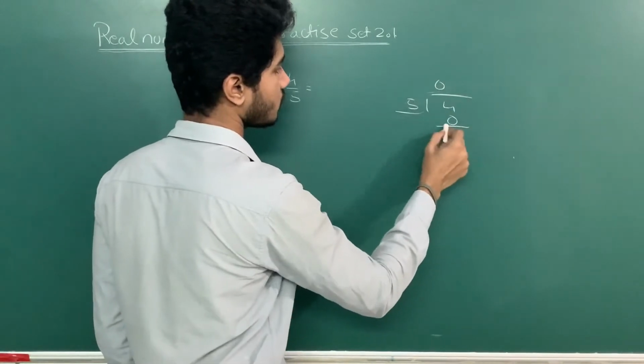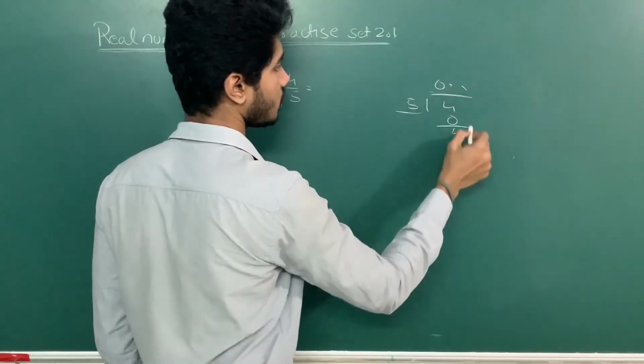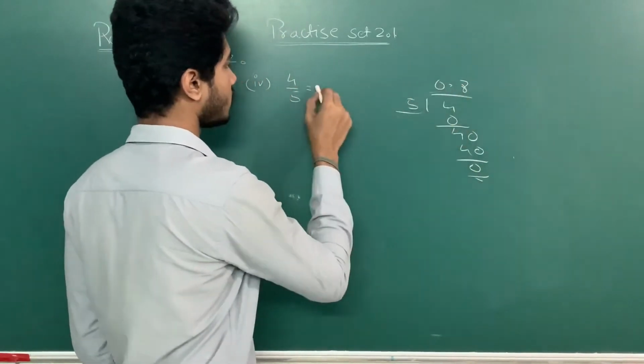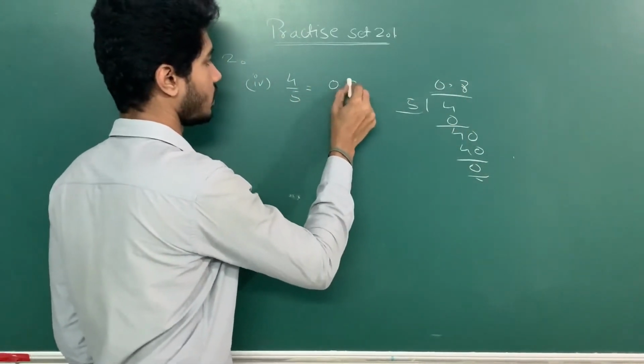Start with 0, 4 decimal, 8s are 40. So your 4 by 5 can be written as 0.8.